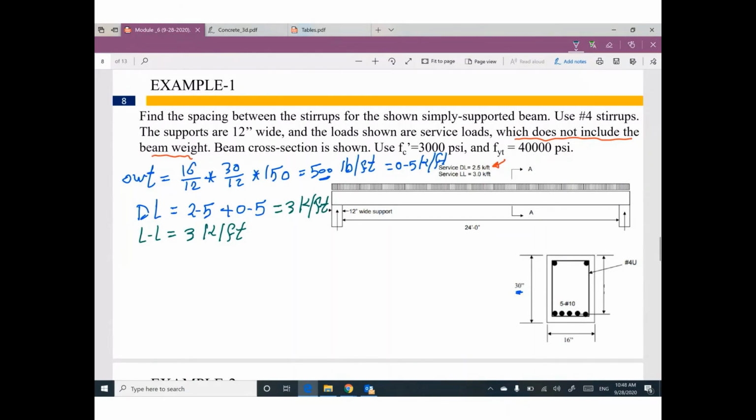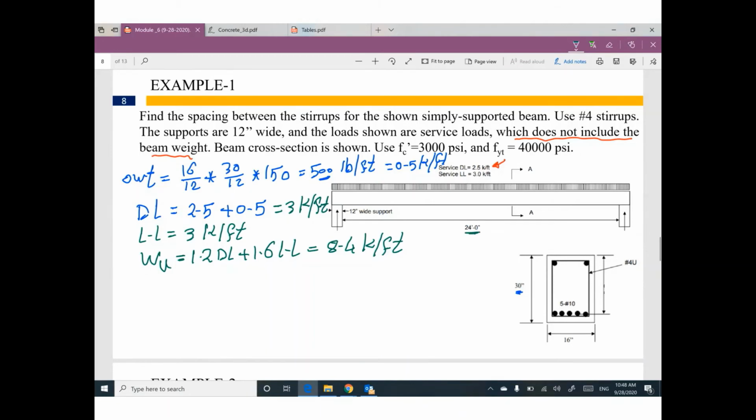So can you tell me what will be the ultimate load value? Yeah, it will be 1.2 dead load plus 1.6 live load. Your final value will be 3 times 1.2 plus 3 times 1.6, 8.4 kip per foot. The total length is 24.